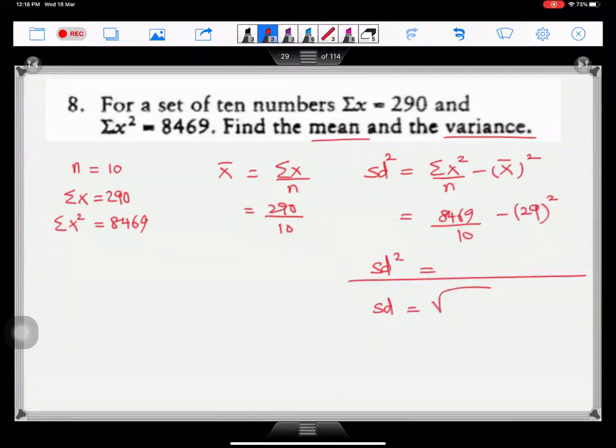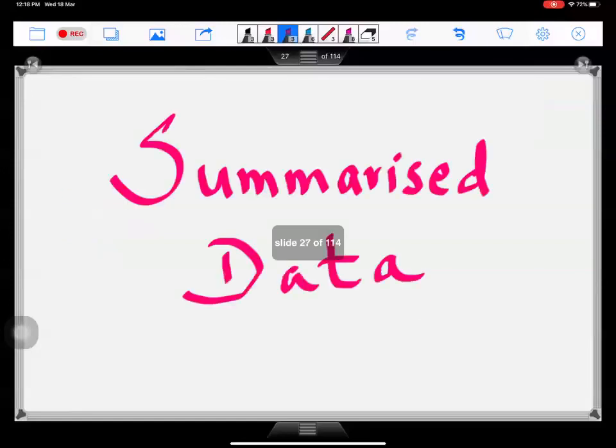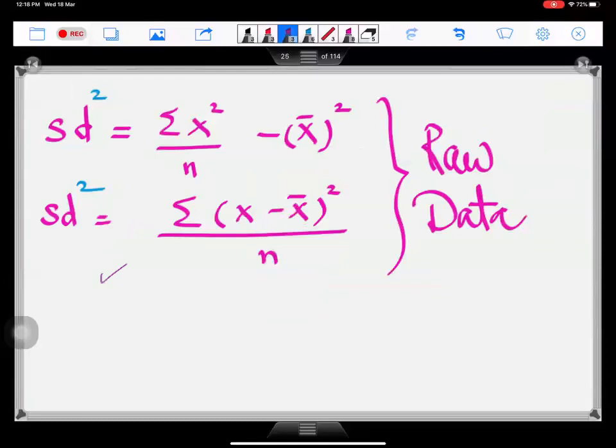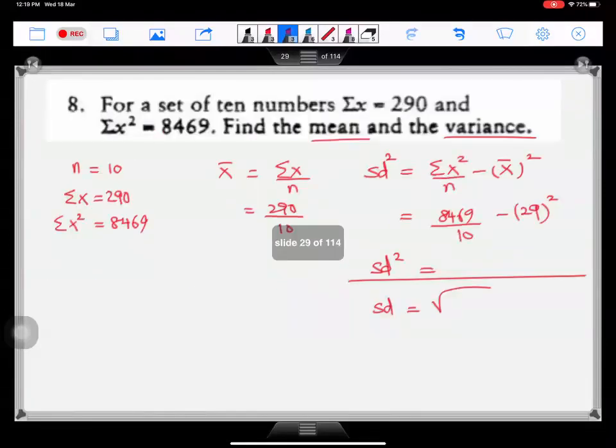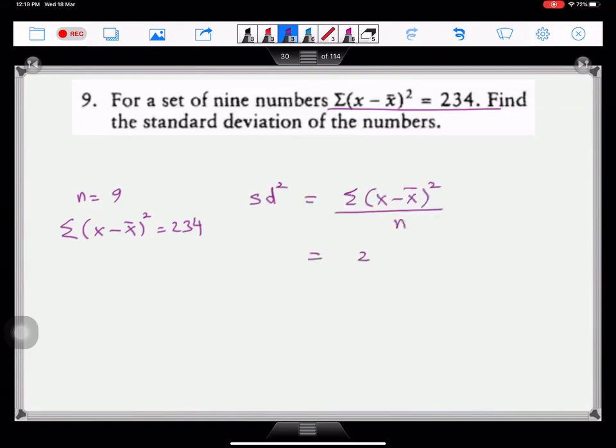Straightforward. Next question. For a set of 9 numbers, this thing is 234. So n is 9. Sigma x minus x bar square is 234. Which formula is useful? This formula is useful, the second one. So therefore, variance, that is sigma x minus x bar square over n, which is 234 over 9. Therefore, if they ask for standard deviation, that is the square root of 234 over 9.